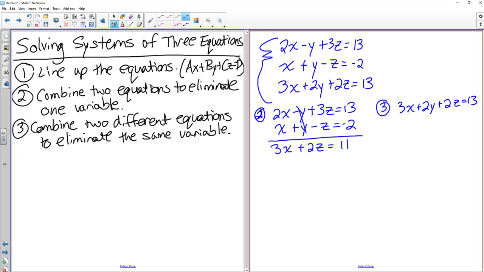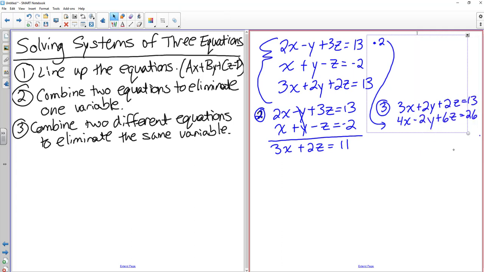The other one that will be the easiest to use, it looks like the signs already line up, is if I use the top and multiply by 2, I will have 4x minus 2y plus 6z equals 26. So that'll get me to be able to combine these and eliminate the y again. So the 2 y's are gone, and I'll have 7x plus 8z equals 39.